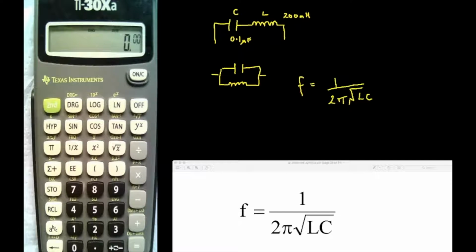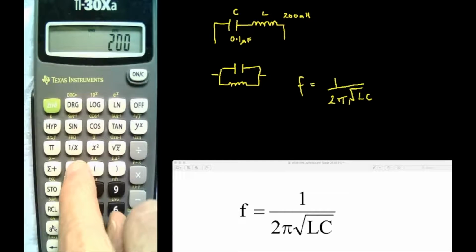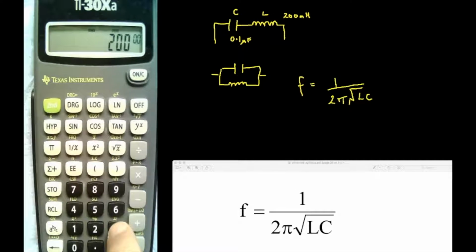We'll start at the bottom of the equation. Don't necessarily just start at the top and then do the bottom. You can do, but you'll end up using brackets quite a bit. So it's easier just to pick the most complex part first. So let's pick LC. So we said L is 200 millihenries. Okay, so I'm putting in 200.